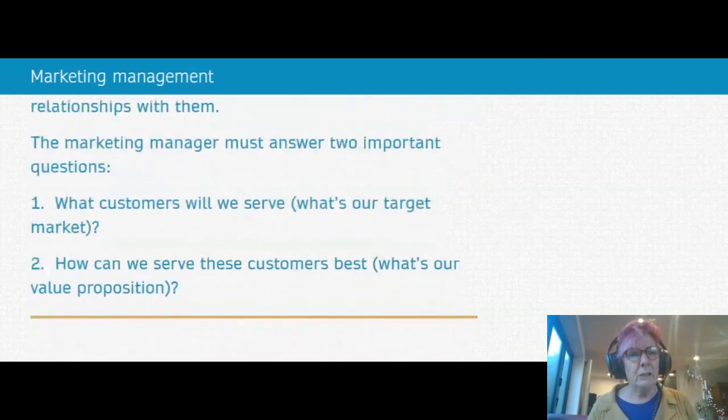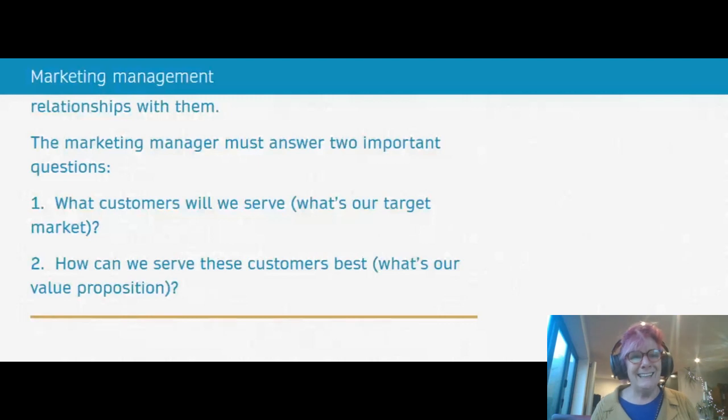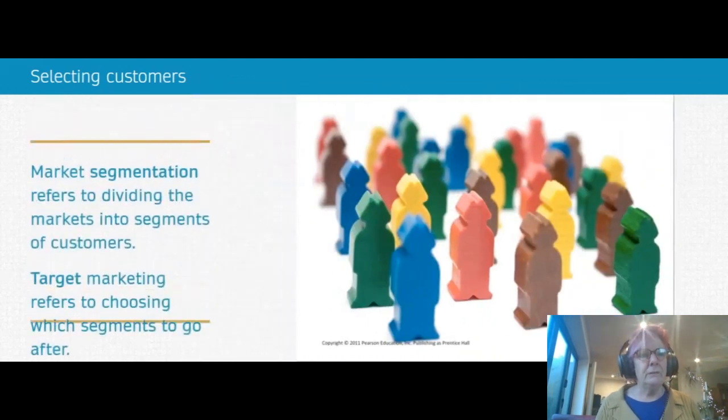They need to start by deciding who are the customers that we're going to serve, what is our target market, and then how can we best serve these customers. So the first step, selecting customers. In order to do this, businesses have to break the market down into segments. A segment is a group of consumers that share a common characteristic.